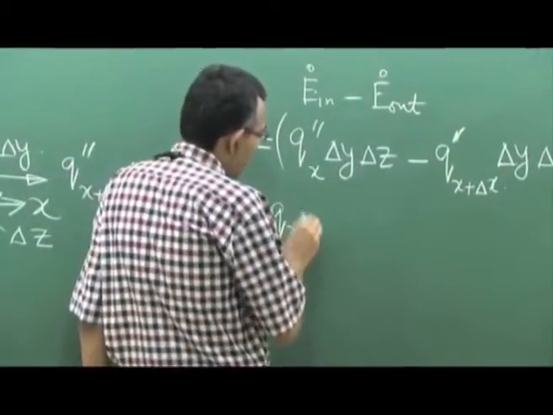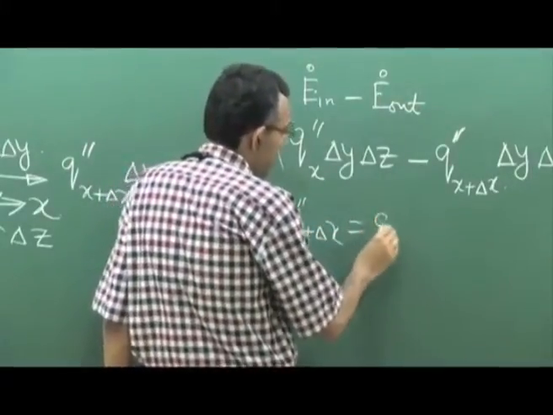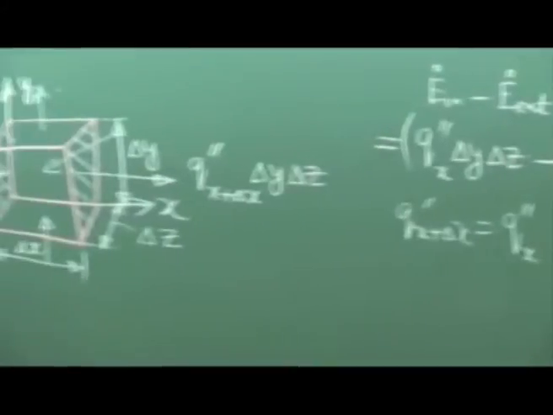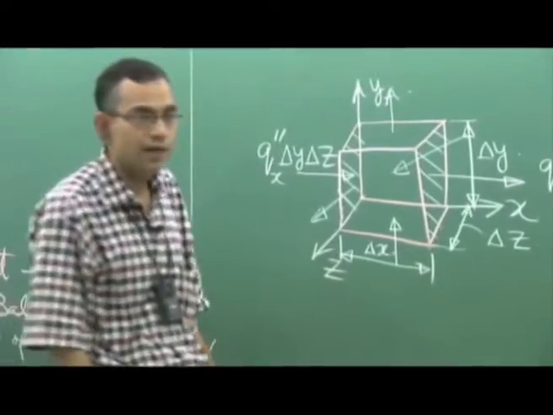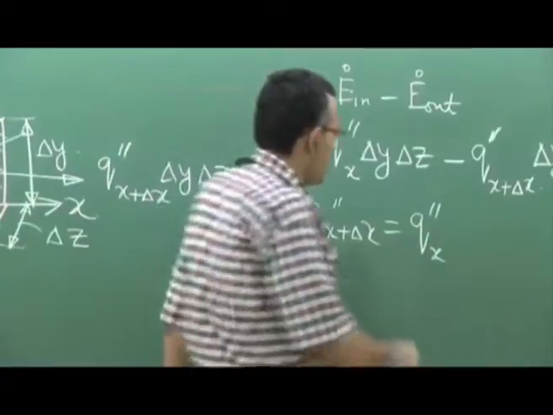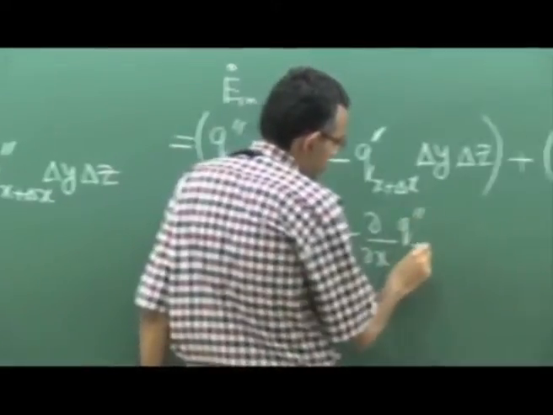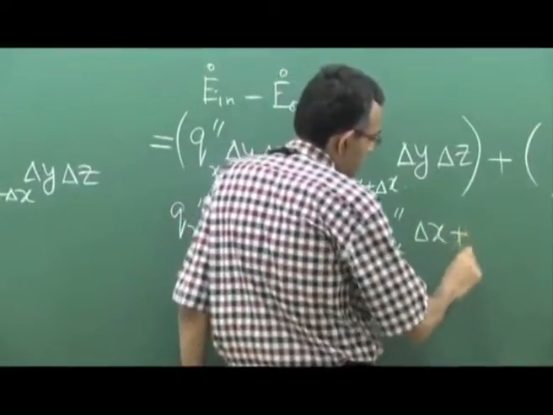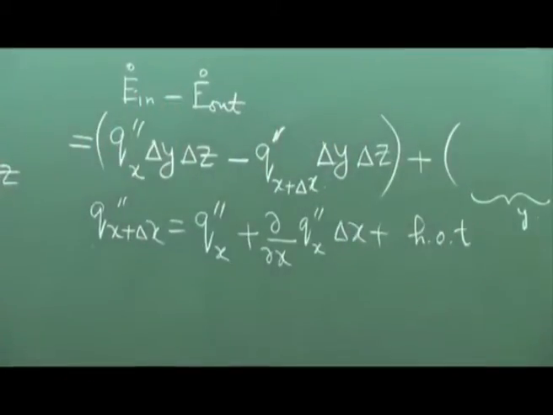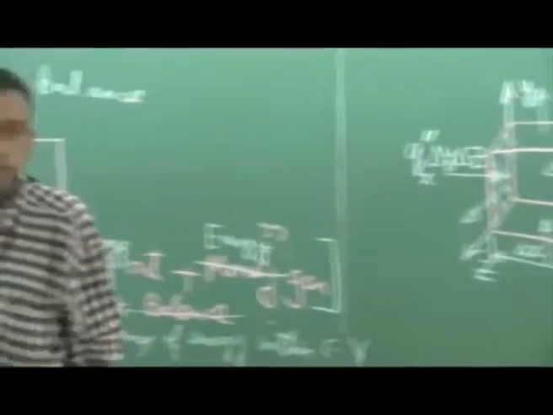So what is q double prime x plus delta x? You can write it in terms of q double prime x by using a Taylor series expansion, right. So, q double prime at x plus delta x is equal to q double prime x plus some higher order terms which involve delta x square, delta x cube, like that.